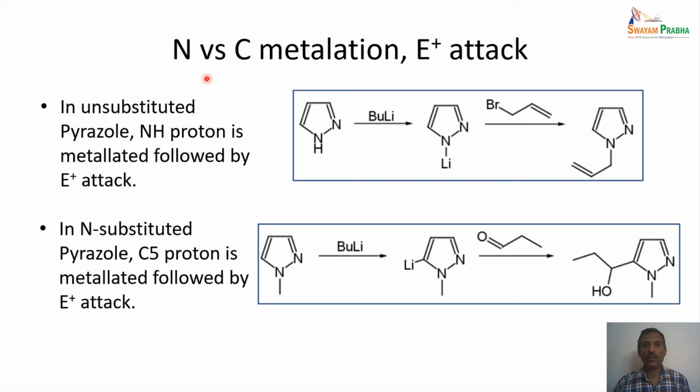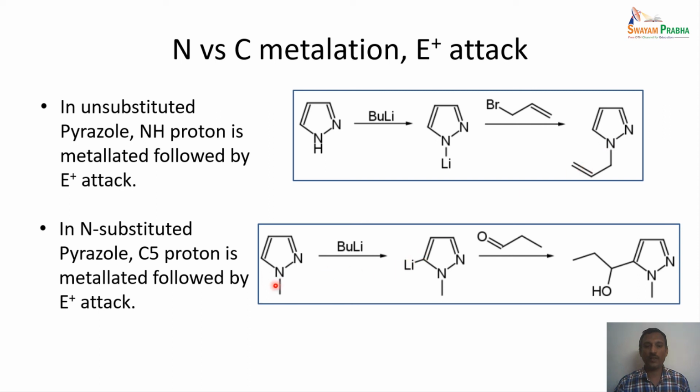And let us look at N versus carbon metallation. That is, the electrophile can attack on nitrogen or carbon. So in unsubstituted pyrazoles, the NH proton is metallated very easily using a strong base like butyl lithium. In this particular case, this is the most acidic proton, and this is abstracted. That is the reason the alkylation, that is the electrophilic attack, can take place on this particular nitrogen. So this leads to the N-alkylated product.